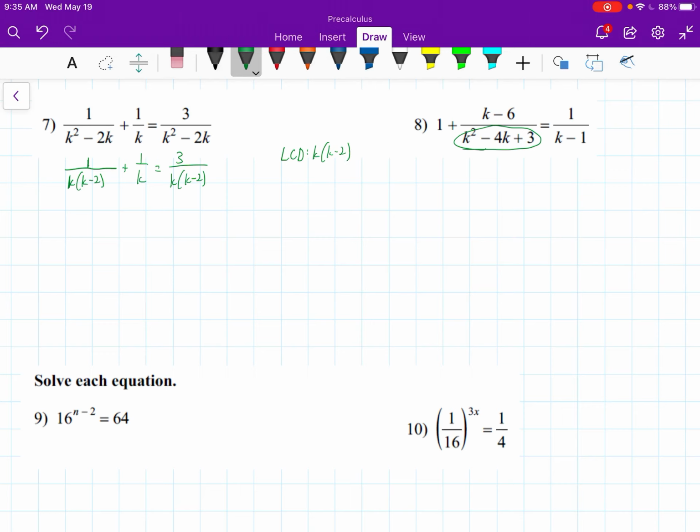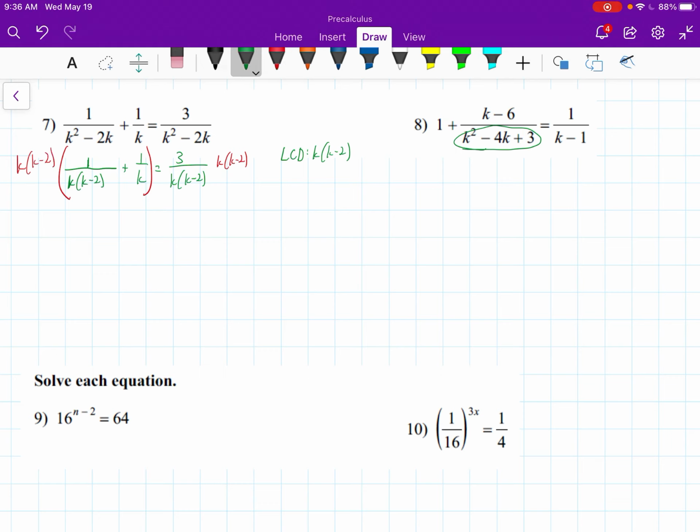If we did not factor first, we might have had too much for a common denominator. You might have just put k squared minus 2k and k as the least common denominator, and that is not correct. So we're going to multiply both sides by that least common denominator. On the left side, we have to put parentheses because this will get distributed.